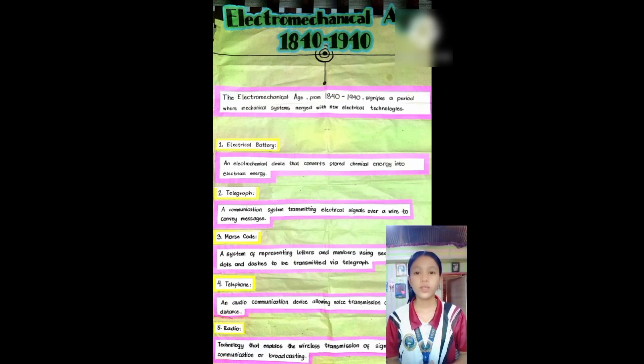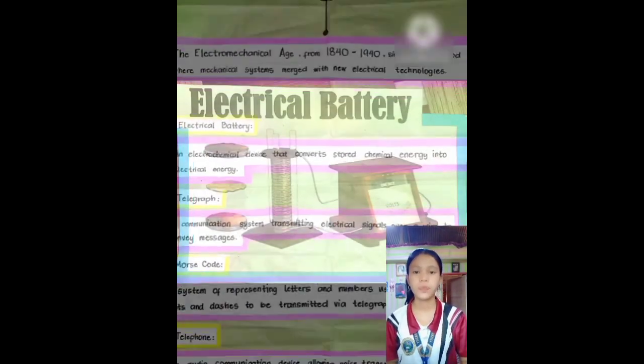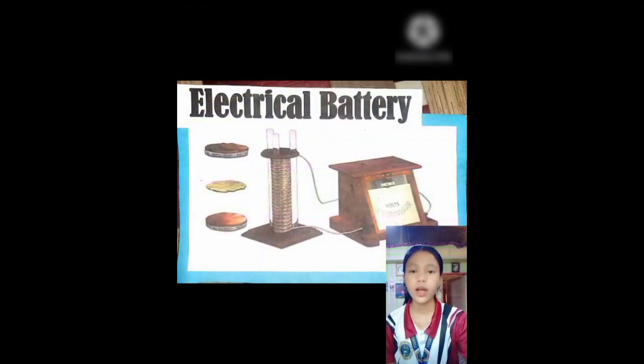So, the first one is the electrical battery. An electrical battery is an electrochemical device that converts stored chemical energy into electrical energy. The electrical battery was created to store electricity and discovered with the voltaic pile. Alessandro Volta invented the voltaic pile, considered the first source of stored electricity in the late 18th century. So the electrical battery was invented by Alessandro Volta.